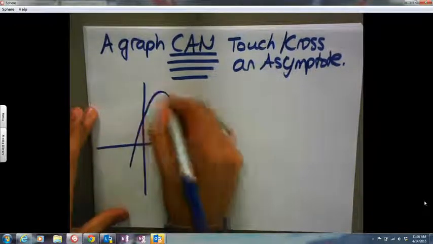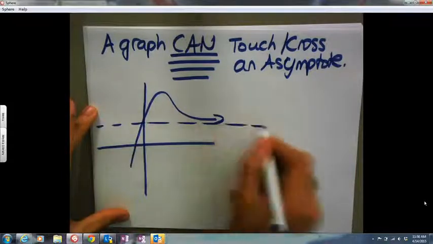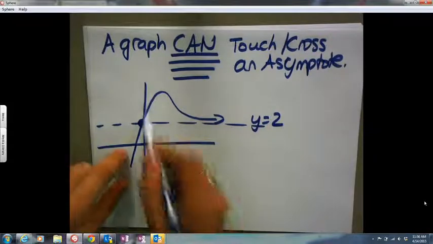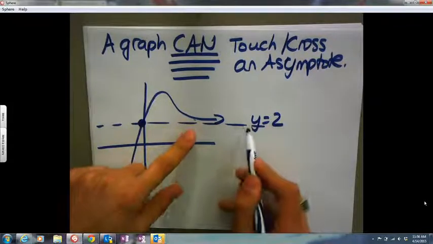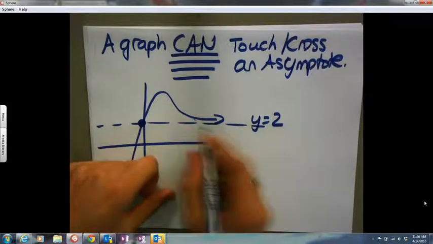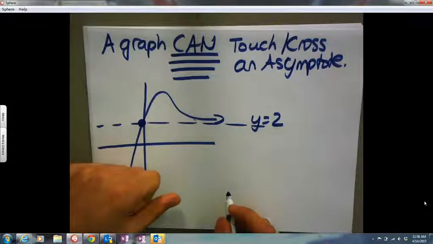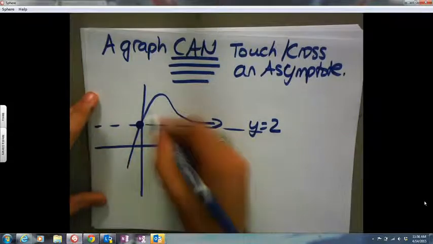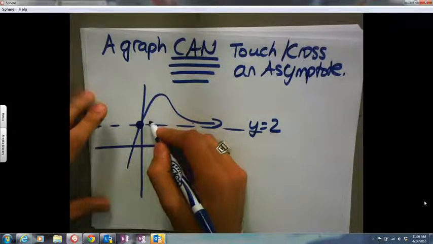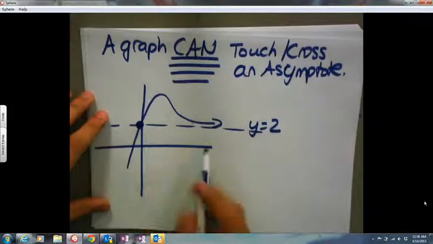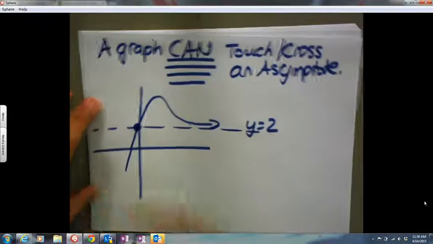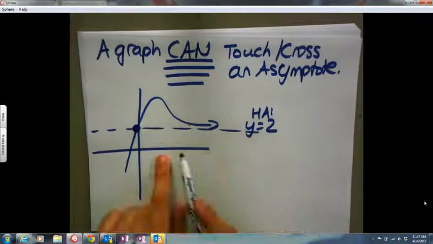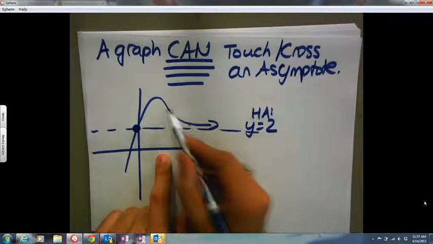Here the graph goes through this point, call it y equals 2. But then when x goes to infinity, the graph approaches y equals 2. We care about, from the horizontal asymptote perspective, what happens as we go to infinity, or what happens as we go to negative infinity. This does not matter for the horizontal asymptote. We only care about what is happening as x goes to infinity or x goes to negative infinity. So this example would have a horizontal asymptote at y equals 2, because that is what the graph approaches as x approaches infinity. Questions?